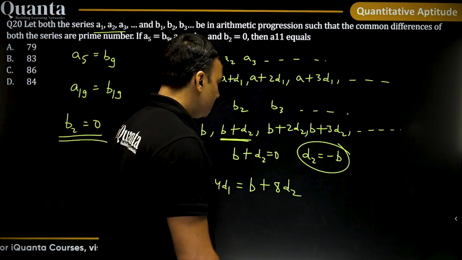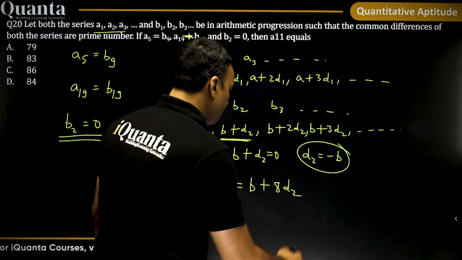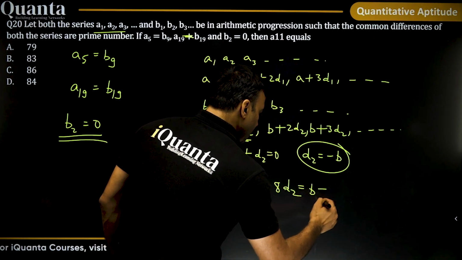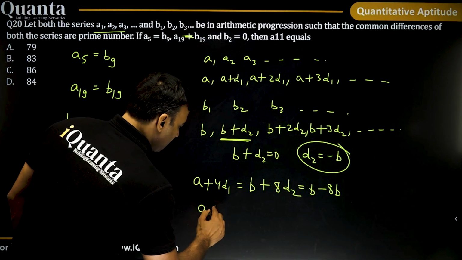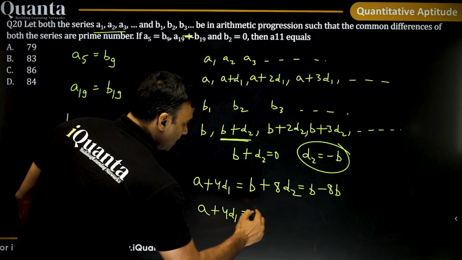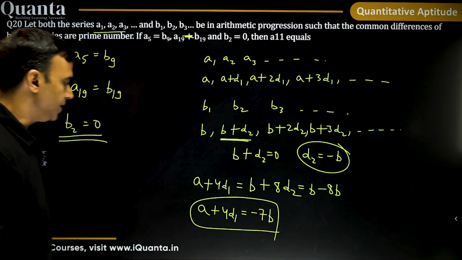And D2 is minus B. So this is minus 8B. So it is B minus 8B, which is minus 7B. So A plus 4D1 is equal to minus 7B. Let it be like this only.